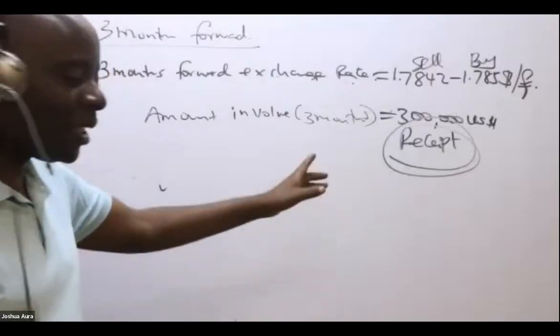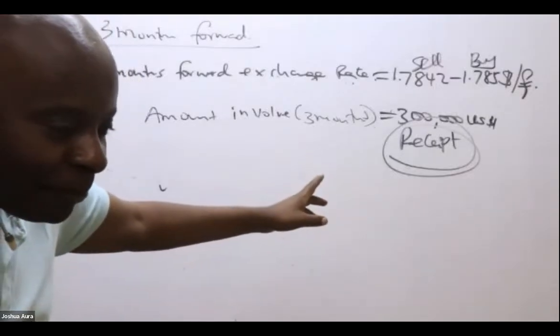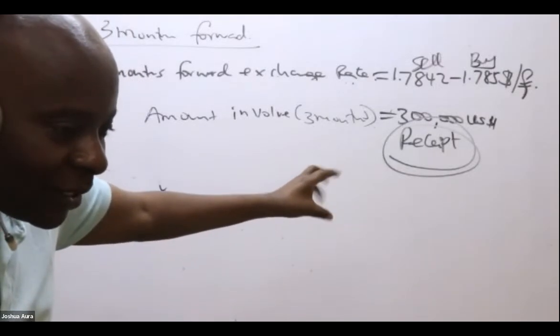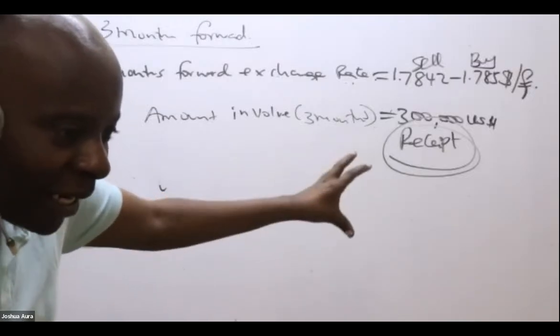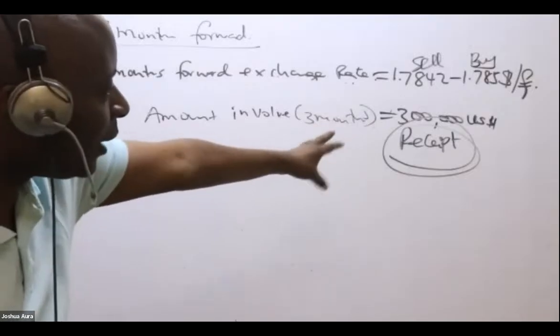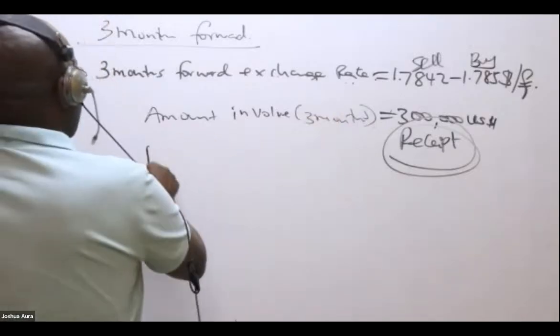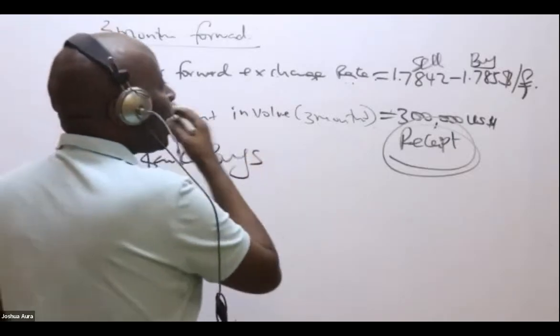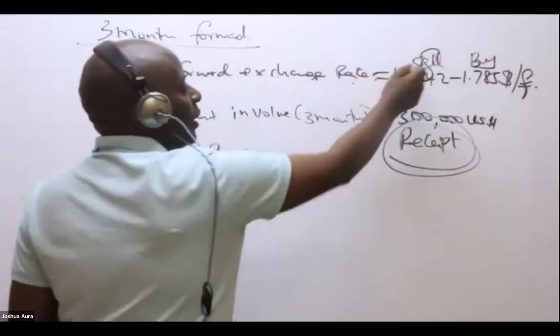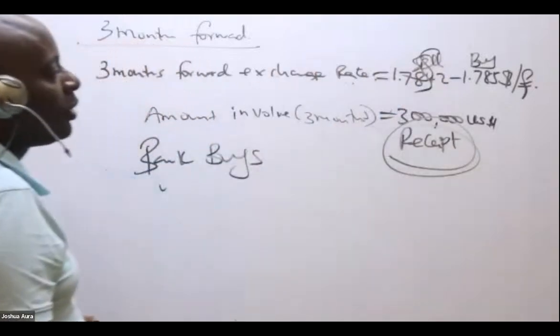So receipt, the bank does what here? Receipt. The bank buys. If the customer receives this foreign money, the bank will buy. So if the bank is going to buy, then we don't have any business with this. This is as useless as hot air now.